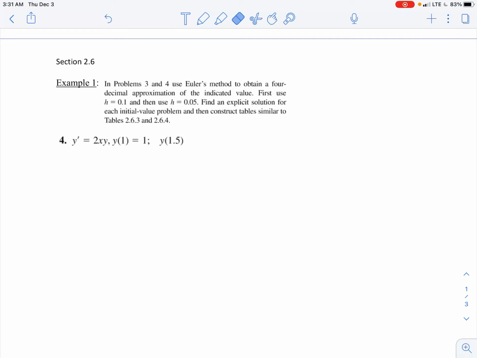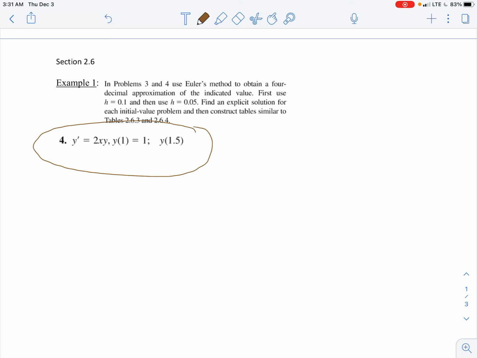Alright, and welcome to the last page of section 2. And we're going to work on one example, and that is going to be, we have the differential equation y prime is equal to 2xy, so it's a separable differential equation, and we're actually able to solve that. But we're going to use Euler's method to obtain a 4-decimal approximation of the indicated value, first using h of 0.1 and then use h of 0.05.